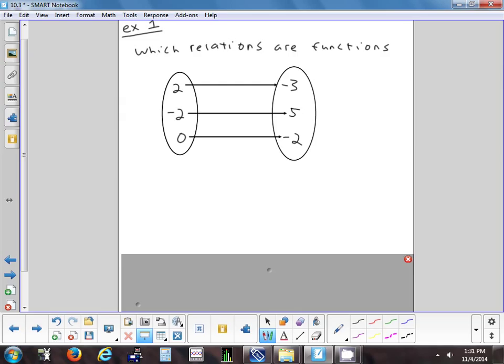Go ahead. What do you think, Will? Yeah, this is a function. Perfect. And the reason he just said it, the domain doesn't repeat. You do not have 2 arrows coming out of the same number on the left. So that's a function.